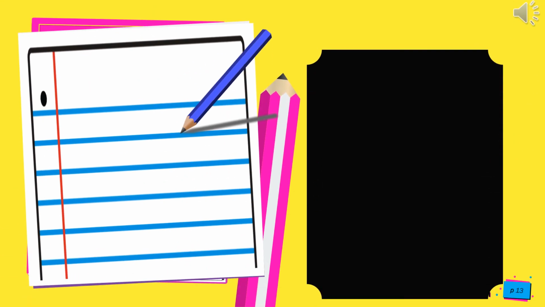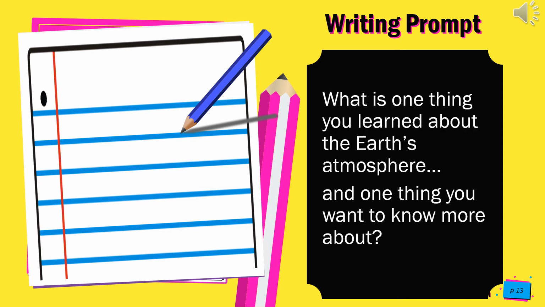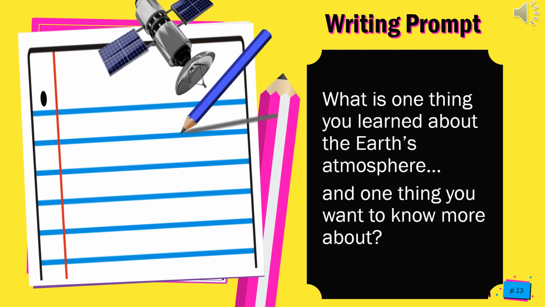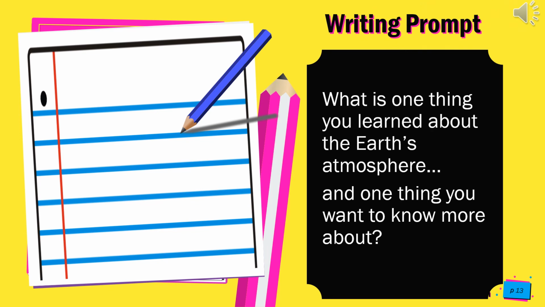It's time for a writing prompt. Look at that list of your 3 initial thoughts about the atmosphere. What is one thing you learned about the Earth's atmosphere? And what's one thing you still want to learn more about? You can write a few sentences, and you can even draw a picture.